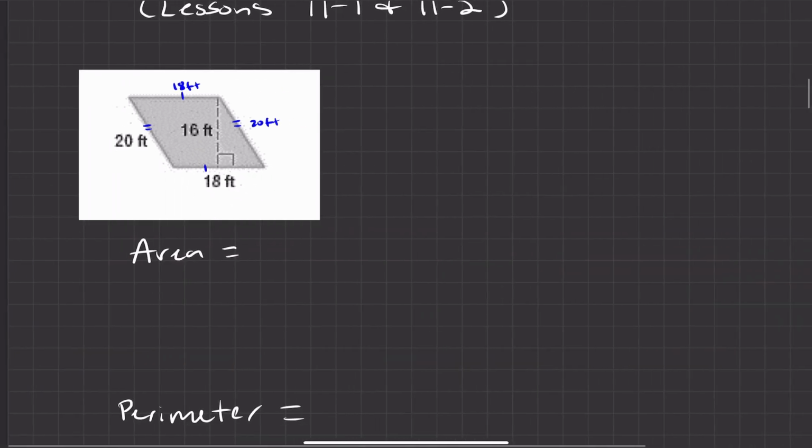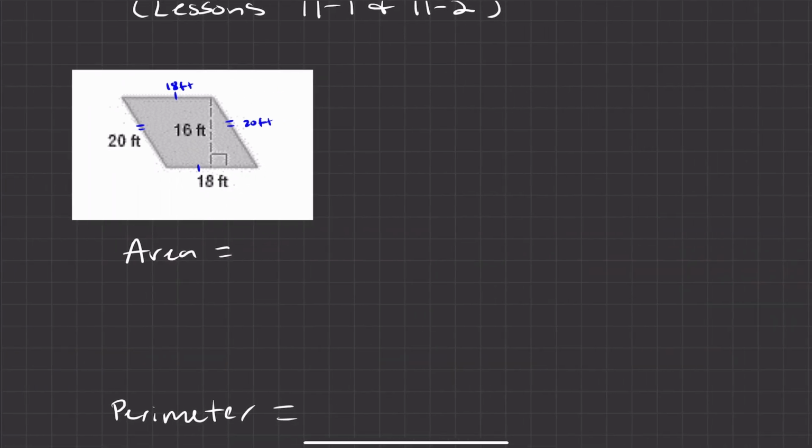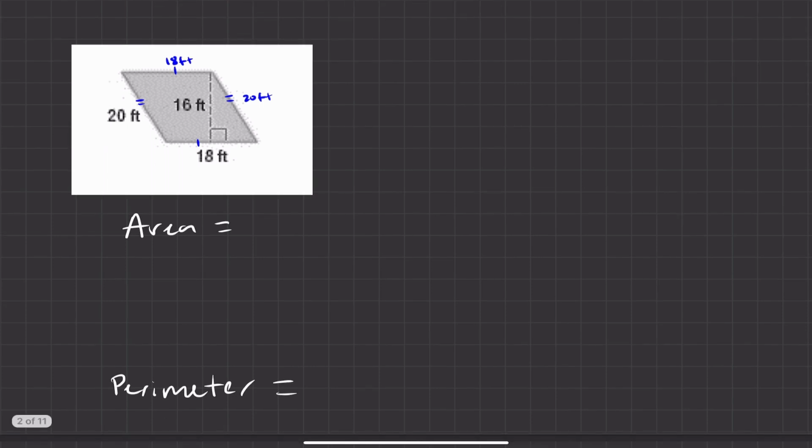So to find the perimeter, I really do need to get my calculator out. To find the perimeter, I'm just adding up all the sides here. I have 2 20s plus 2 18s. So I do 2 times 20 plus 2 times 18, and that's going to give me 76 feet.